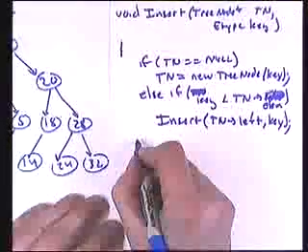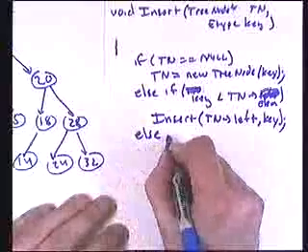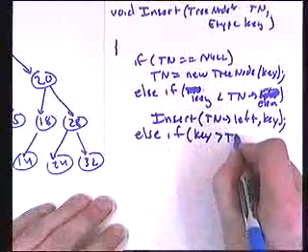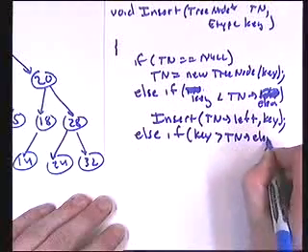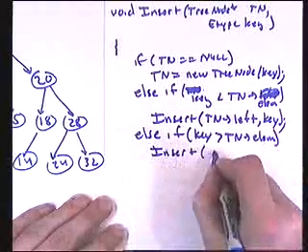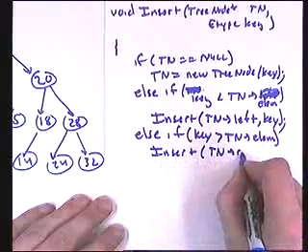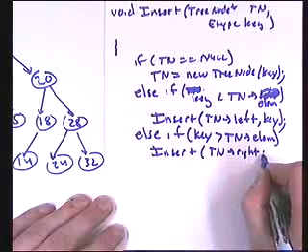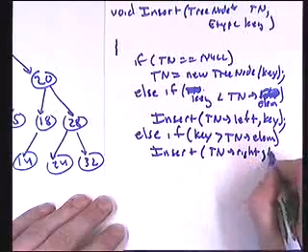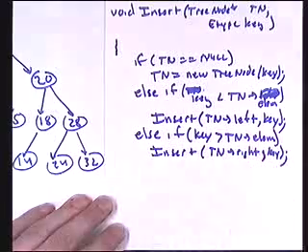Then we can say otherwise, if key is greater than Tn element, if key is greater than what's in your node, then you call insert Tn right. So it's the right pointer that you want to have passed as your value, and then key.